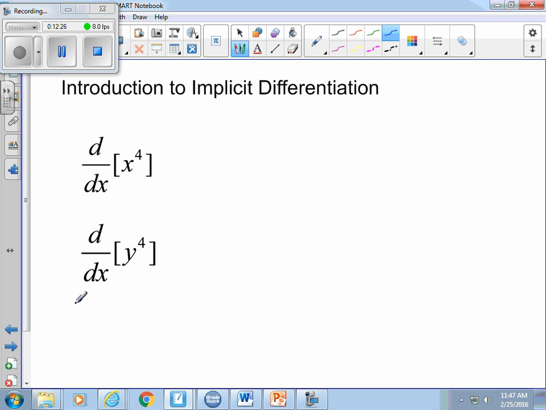So we're going to want to figure out how to take derivatives when y is not by itself. The first thing I want to do is back step and talk about derivatives with variables that aren't x. The first thing we have is the derivative with respect to x of x to the fourth. This is a question you've been asked a million times, and what is the answer? 4x to the third. And that's it.